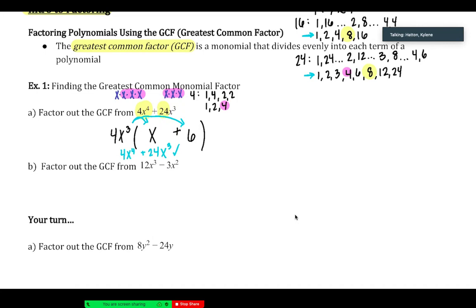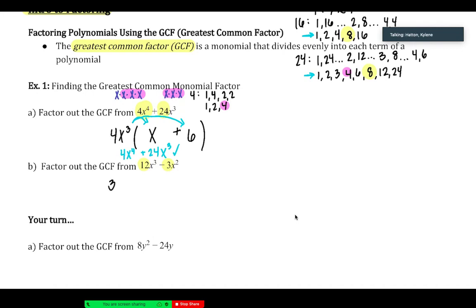And then for B, factor the GCF out of 12x cubed minus 3x squared. So the first thing we have to do is figure out the number part of the GCF. In order to do that, we're looking at the 12 and the negative 3. So what is the greatest common factor between 12 and 3? Well, if one of the numbers is divisible by the other number, like 12 is divisible by 3, that 3 must be the greatest common factor because the only possible factors that come from the 3 are 1 and 3. So 3 would be the greatest. So that means that I can factor out a 3.